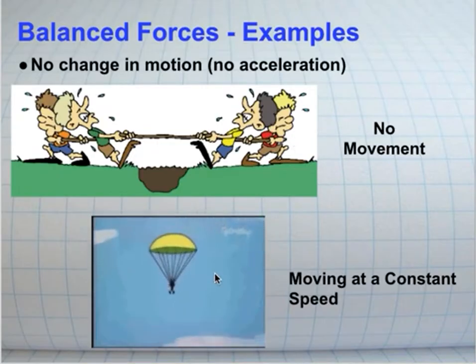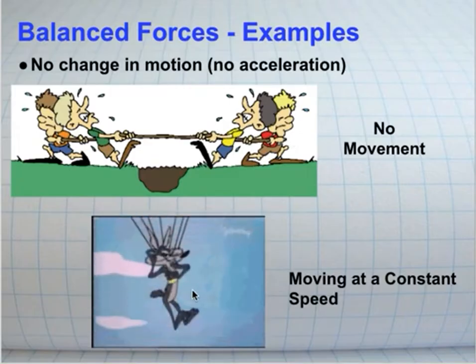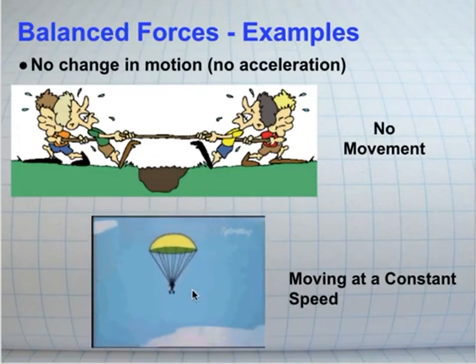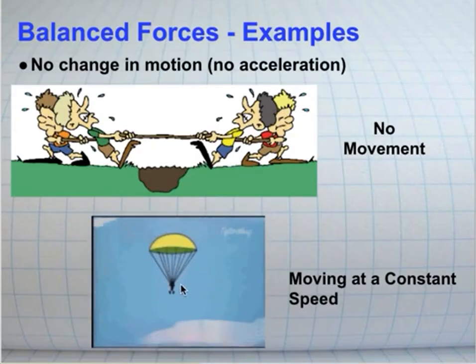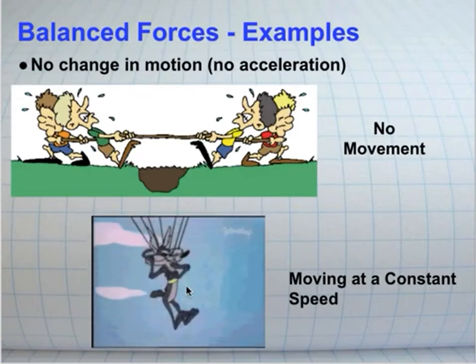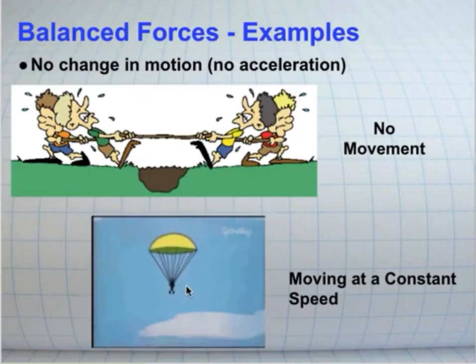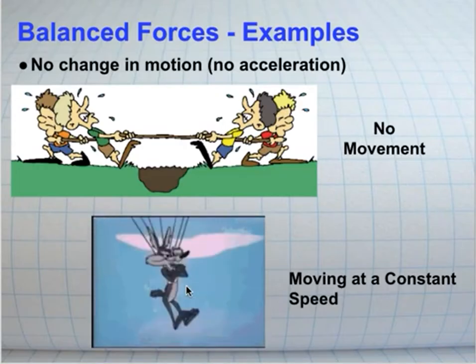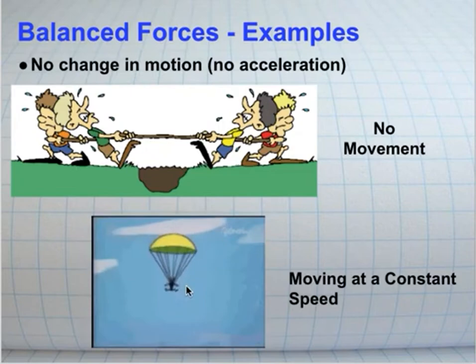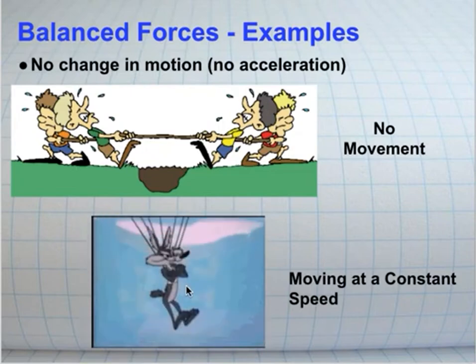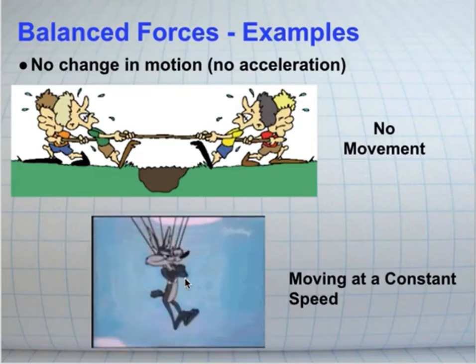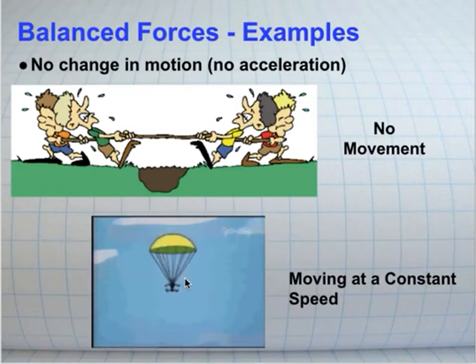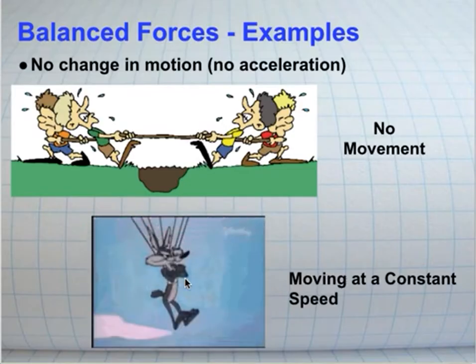The other one is a tricky one, because you're thinking, okay, the object is moving, so wouldn't that mean one of the forces is winning? Not true. If we look at little Wile E. Coyote here that's parachuting down, if an object is moving at a constant speed, we've learned in the past that constant speed means no acceleration. What that means is if an object is moving at the exact same speed the entire time, all the forces affecting it are balanced with one another. And that's the reason why it's not accelerating.